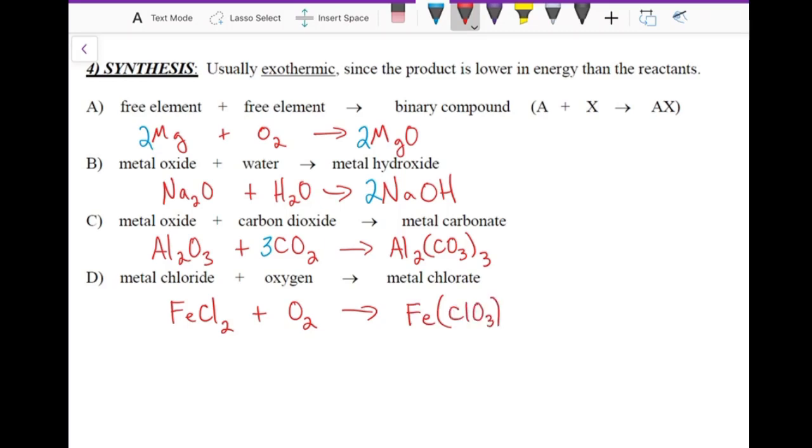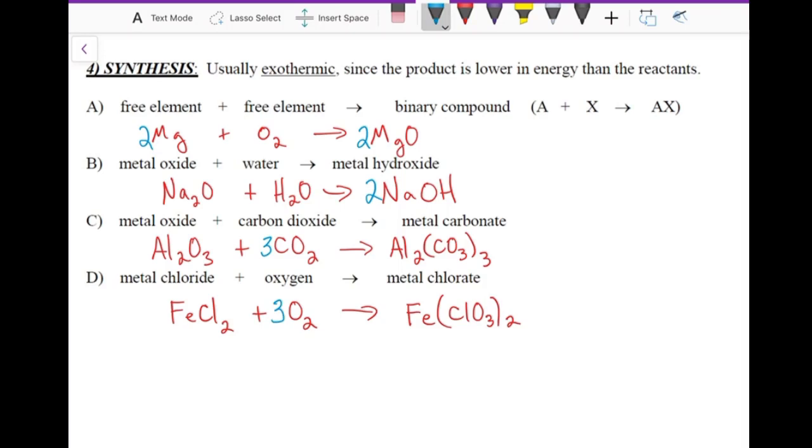So we're going to get Fe(ClO3)2. You remember ClO3 is chlorate, and there are going to be 2 of them because the iron has a 2+ charge. And then it looks like our chlorines are balanced, our irons are balanced. It's our oxygens. We have 6 on the right, so I would go ahead and put a 3 in front of O2 on the left, and I think we're good.